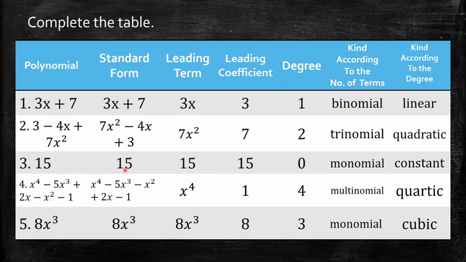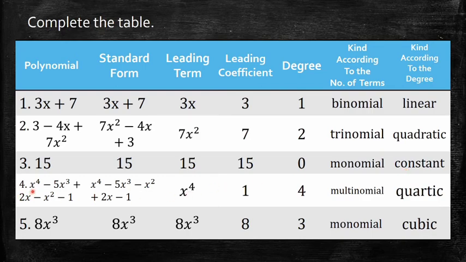Now, for number 3, we are given here 15. In its standard form, it's already 15 because it consists of only 1 term. Then, the leading term is 15. The leading coefficient is 15. Since we don't have a variable, the degree is 0. And the kind of polynomial, according to the number of terms, is monomial because it consists of 1 term. And since it is a constant, we call it a constant polynomial.